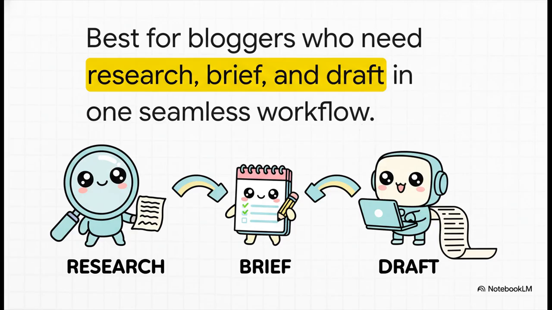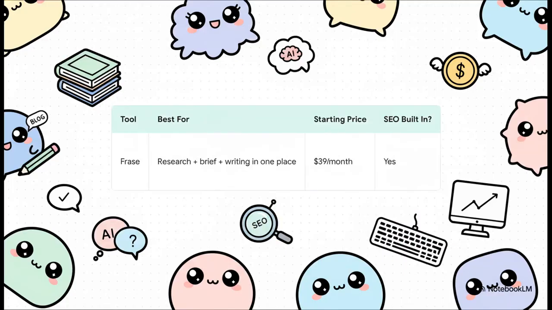First up, Phrase. Look, if I had to give you the quick and dirty summary, it's this. Phrase is the best all-in-one option if you want to go from research to a solid brief to a first draft, all without ever leaving the app. It's one smooth workflow. And coming in at just $39 a month with the SEO features baked right in, Phrase offers just incredible value, especially for solo bloggers who need to do everything themselves without juggling 5 different tools.